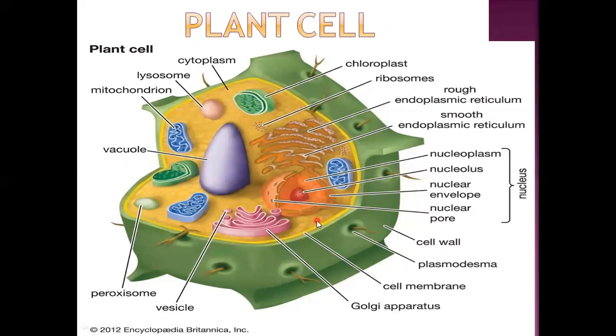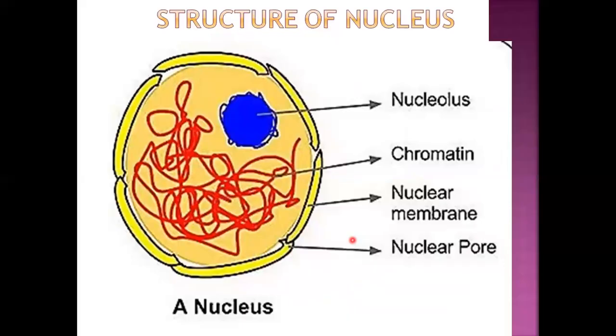So this is a typical plant cell, and the cell wall is there. Animal cells do not have a cell wall. So first let us learn the structure of the nucleus. Now this is the enlarged view of a nucleus.